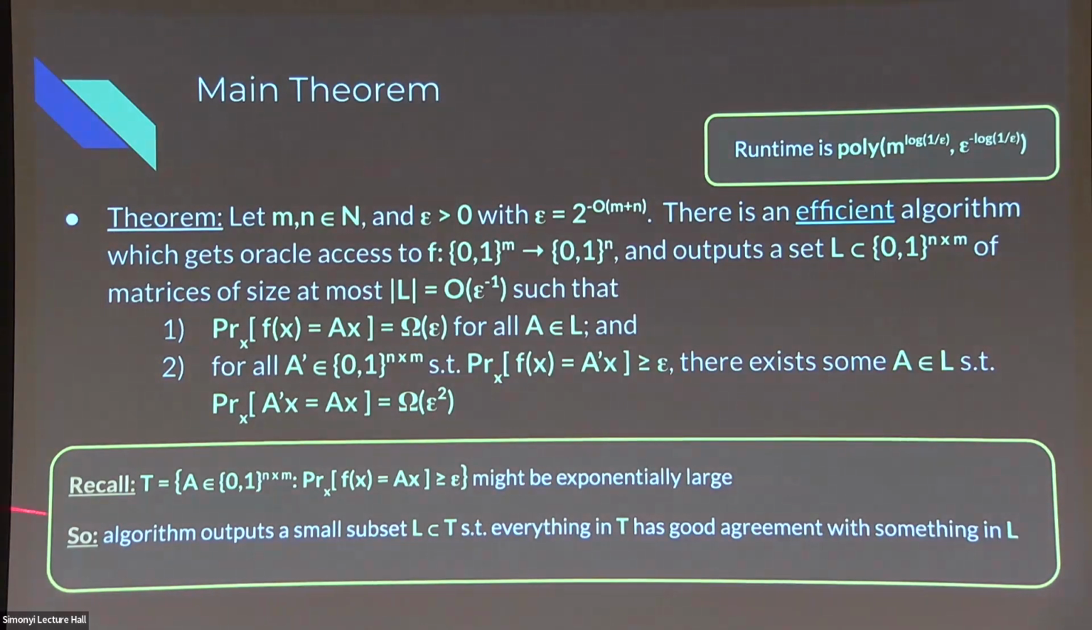Again, this is the intuition. Recall that the set of matrices which have good agreement could be exponentially large. So what we're saying is we're going to output a small subset which explains the full exponentially sized set. Yes. If you drop the second requirement, is the problem much easier? If you drop this second requirement, yes, you can.